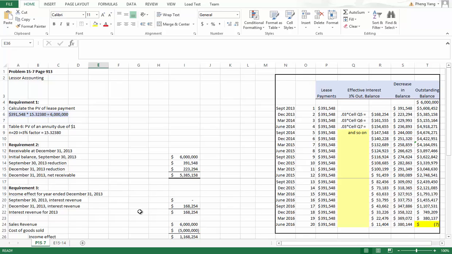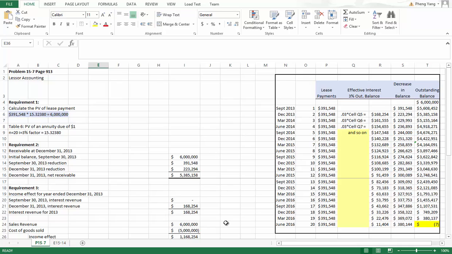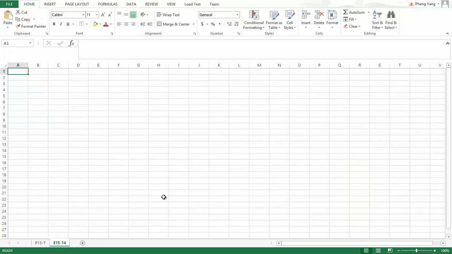If you have any questions, make sure to email me or give me a call. And once again, creating this amortization table really helps in doing your problems. So what I'm going to do is continue on to exercise 15-4. We're going back to the book now.